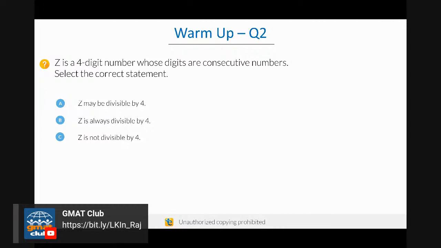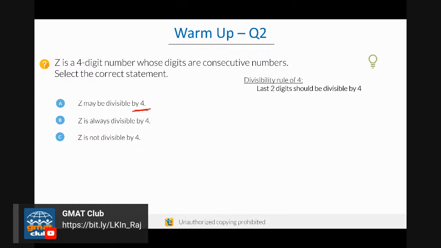All right, we are done with this. So let's go through this. It's very similar to the prior question. Instead of this, right now we're checking divisibility by 4. So what we say is Z is a 4-digit number whose digits are consecutive numbers. So we're checking for the divisibility rule for 4. And what's the divisibility rule for 4?